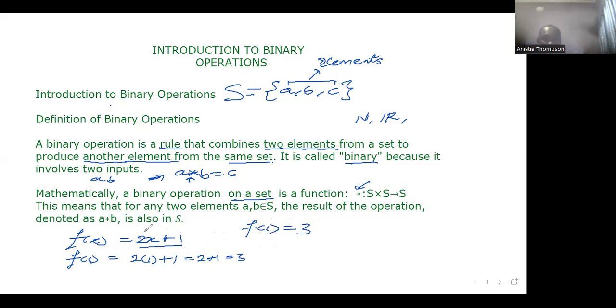So this is a rule. The rule says you multiply 2 to 1 and add 1 again to have the element of f of 1 from a particular set, which was defined. In this case, we call that set a domain.